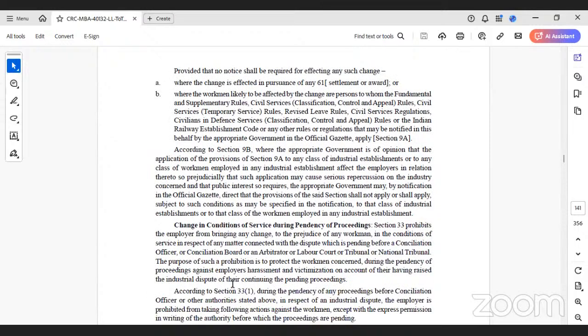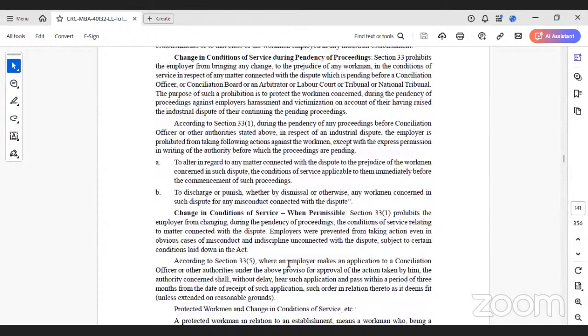And a change in conditions of the service during pendency of proceedings. So Section 33 prohibits the employer from bringing any change to the prejudice of the workman in the conditions of the service when there is any pendency of the inquiry before the conciliation board or labor court or tribunals or national tribunals.